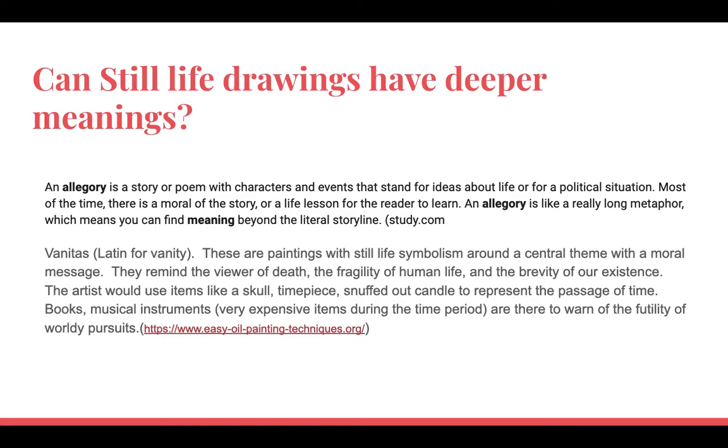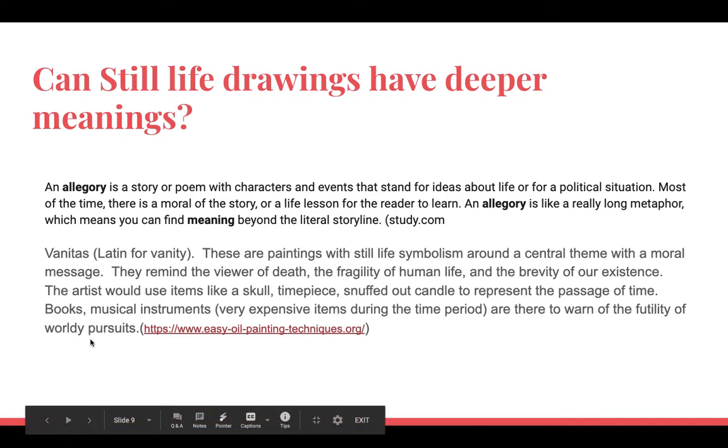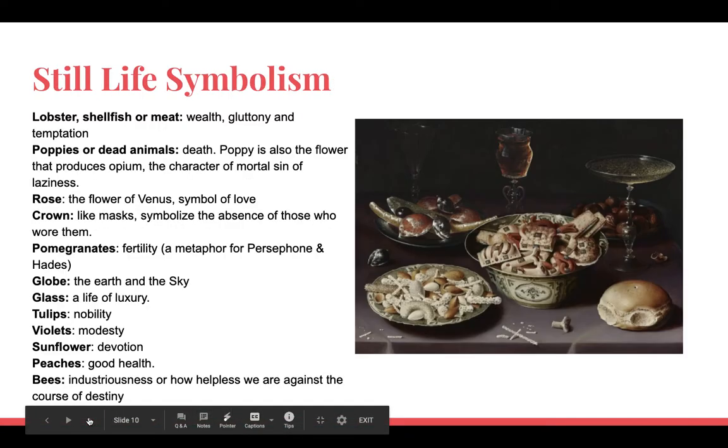So Vanitas is Latin for vanity, and that's what we just looked at. And these are paintings with still life symbolism around a central theme with a moral message. They remind the viewer of death, the fragility of human life, and the brevity of our existence. The artist would use items like skulls, timepieces, and snuffed out candles to represent the passage of time. Books and musical instruments, very expensive items during this period, are there to warn of the futility of worldly pursuits. So the artists were really thinking about all of this when they created their artwork.